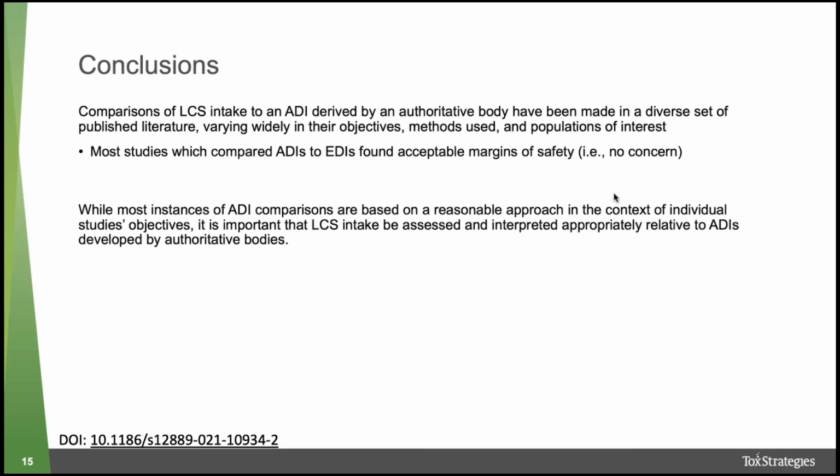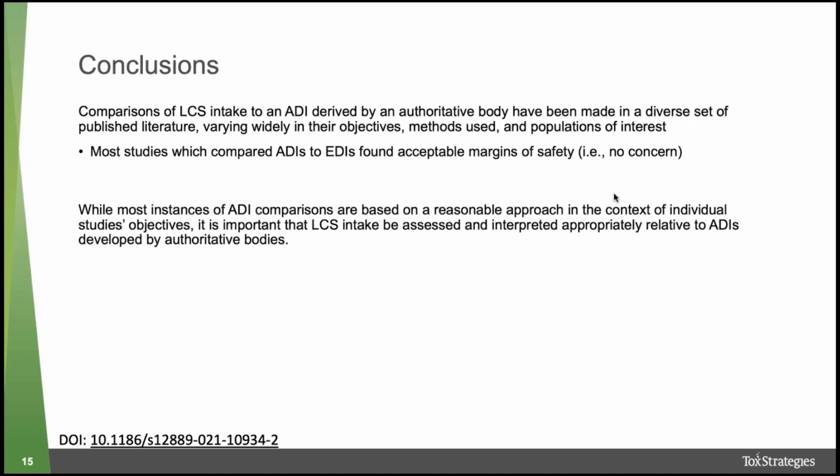So our conclusions from this study were that, when we looked at the literature as a whole, comparisons of sweetener intake to an ADI were really quite diverse. I think we found probably more types of applications than we might have expected. However, the majority of those were comparisons to EDIs, which found acceptable margins of safety, no concern, largely, and those represent the most common type of application of how an ADI is typically used or intended to be used.